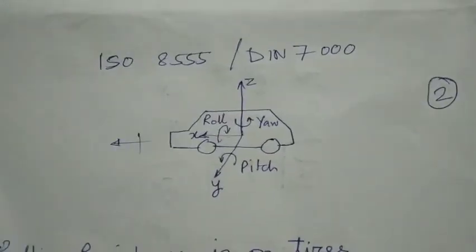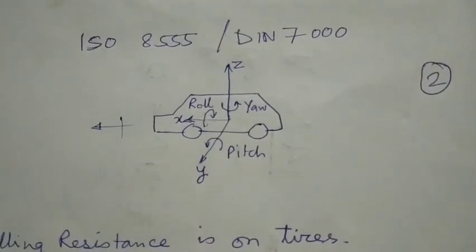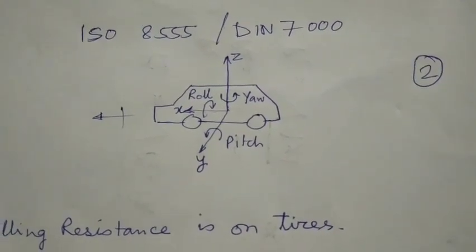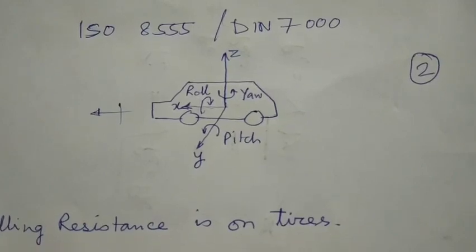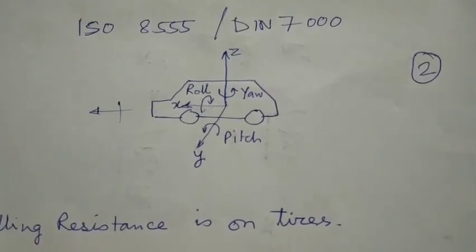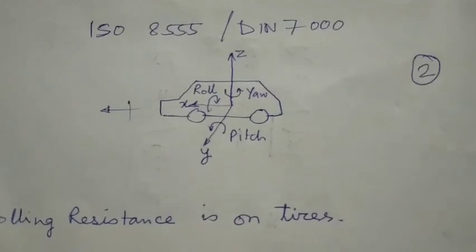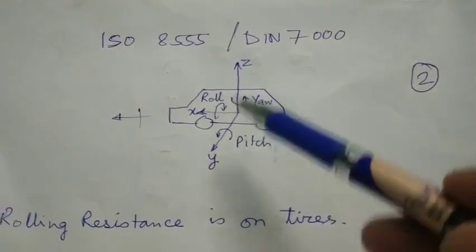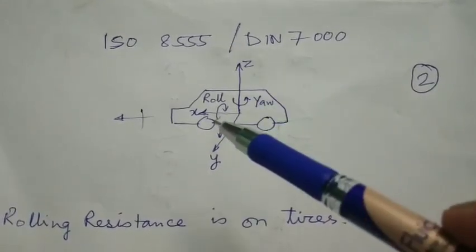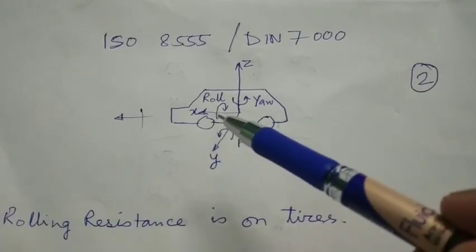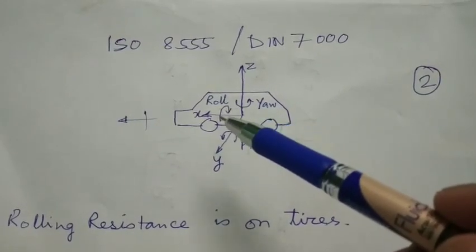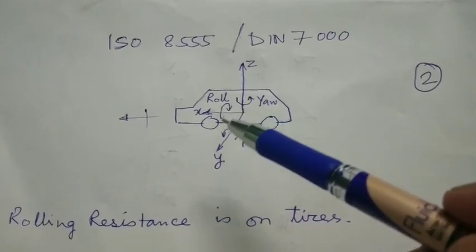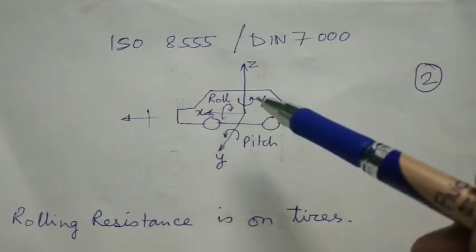Now let us go to another part. There are certain codes which are used. There is an ISO 8855 or DIN 70000 code which says that there is a certain practice to be followed when we are trying to understand vehicle movement. We have the X direction, the direction in which the vehicle is moving, a Y direction, and the vertical Z direction. These are the directions which are said to be positive.